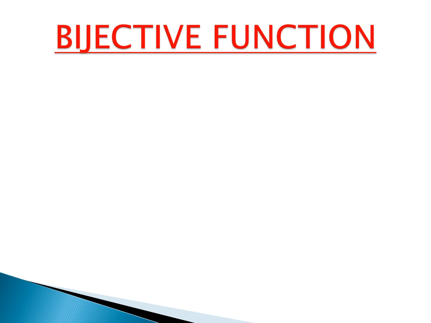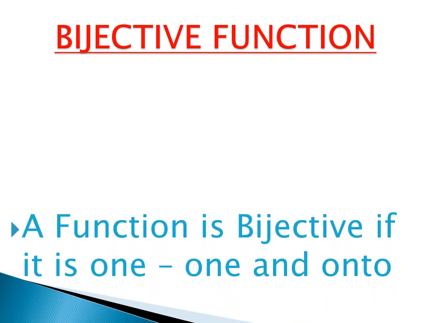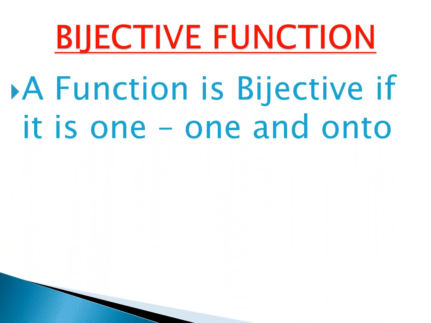Bijective function. If a function is one to one and onto, then we can say it is a bijective function.